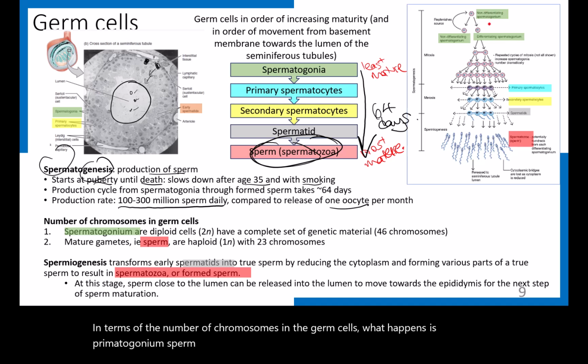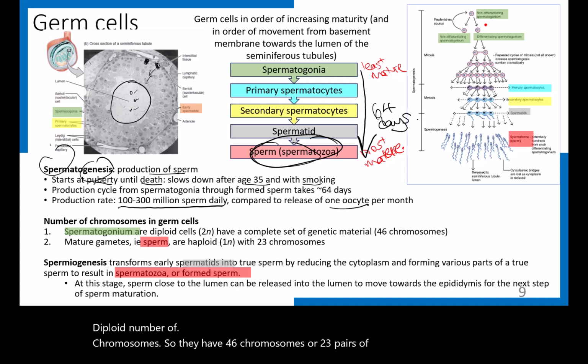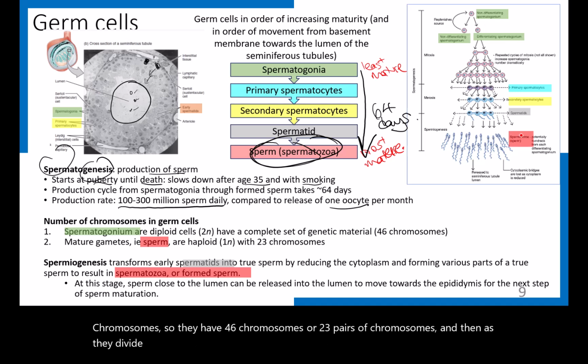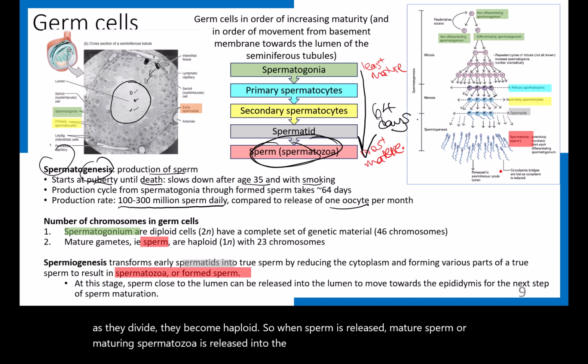In terms of the number of chromosomes in the germ cells, spermatogonia, the sperm stem cells, contain the diploid number of chromosomes. So they have 46 chromosomes, or 23 pairs of chromosomes. And then as they divide, they become haploid. So when mature sperm, or maturing spermatozoa, are released into the lumen of the seminiferous tubules, they're only haploid, right?